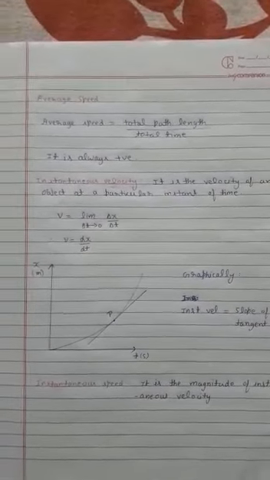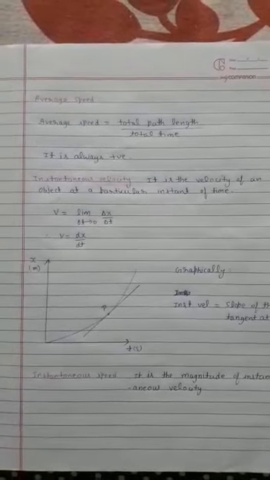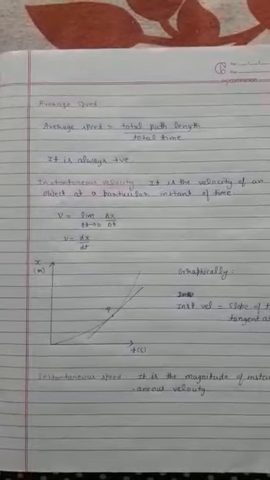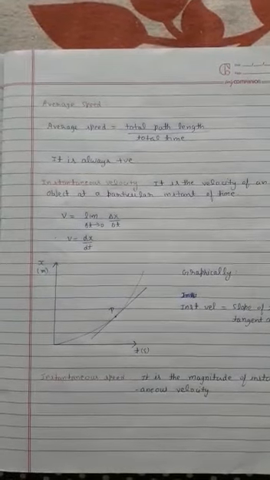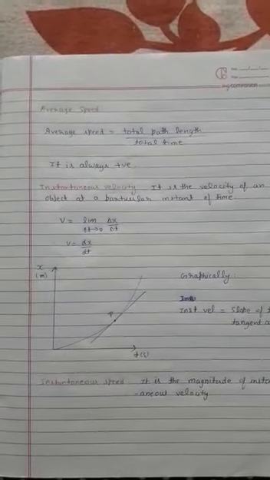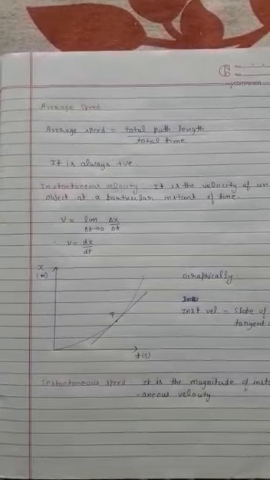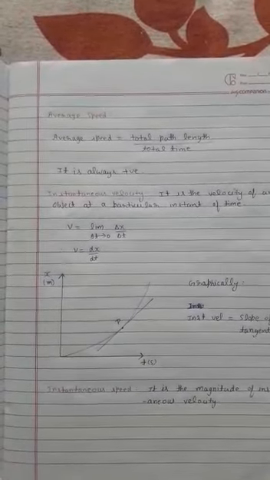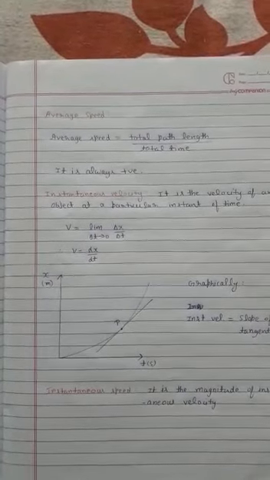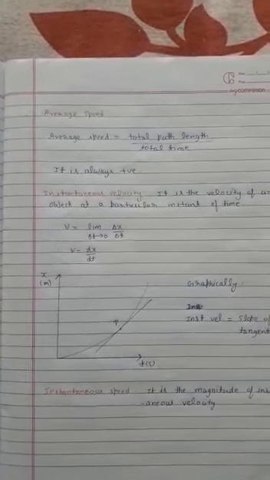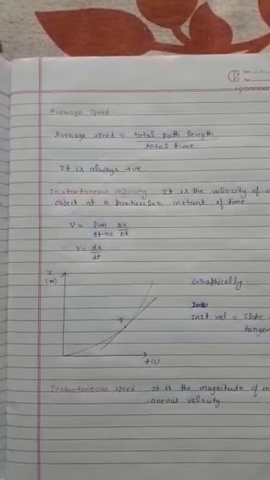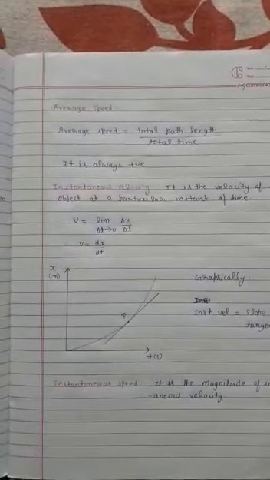Next topic is instantaneous velocity. It is the velocity of an object at a particular instant of time, and it is equal to average velocity when time interval approaches to 0. So we have written here v equal to limit delta t tends to 0 delta x upon delta t. In the language of calculus this will become dx by dt. So v equal to dx by dt is the instantaneous velocity.